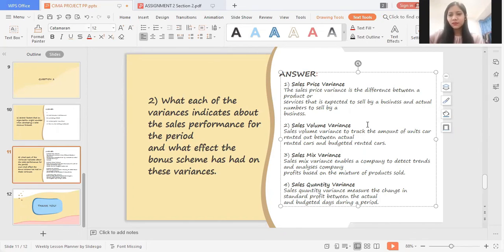Sales mix variance. Sales mix variance enables a company to detect trends and analyze company profit based on the mixture of products sold. Sales mix variance is the difference between the company's budgeted sales mix and the actual sales mix. The last one is sales quantity variance. Sales quantity variance measures the change in standard profit between the actual and budgeted days during a period.